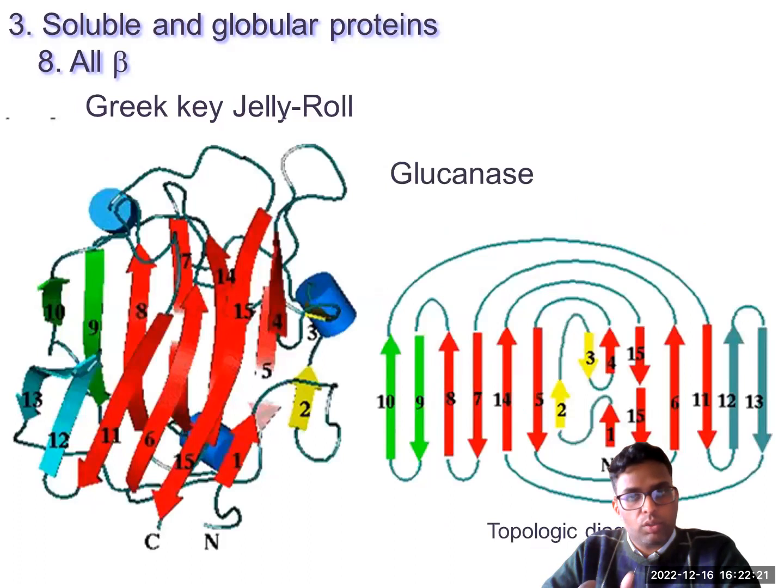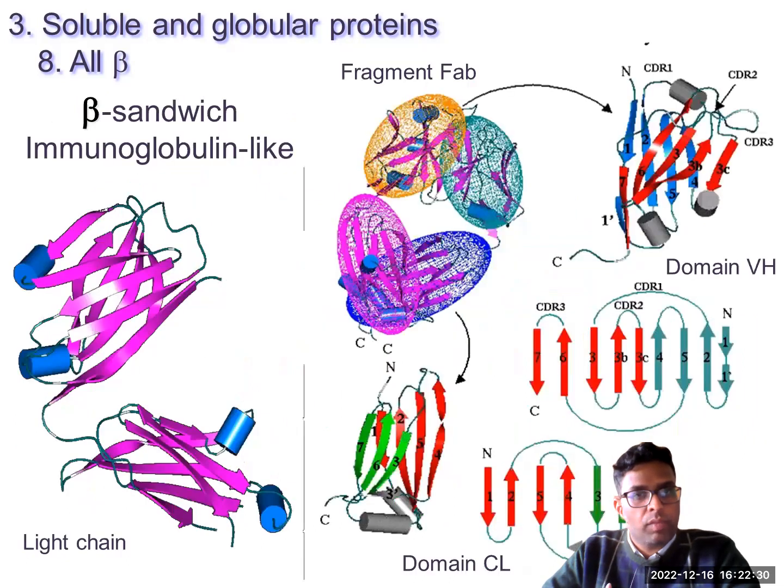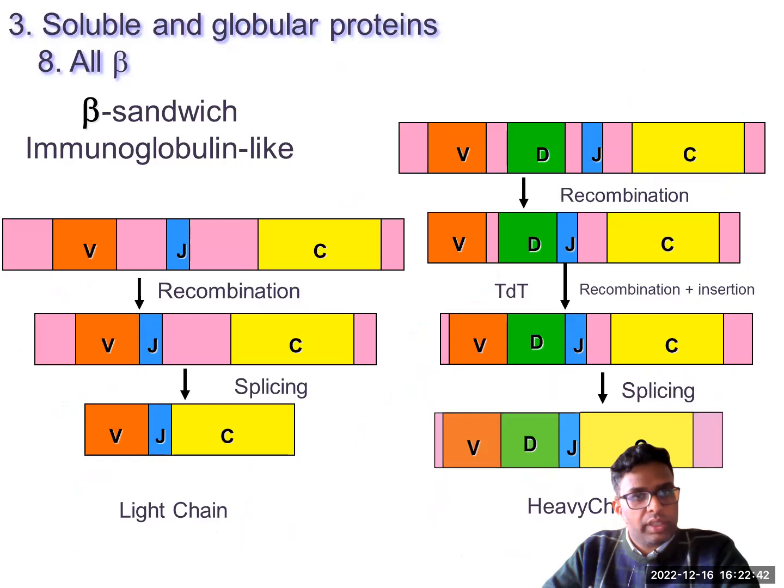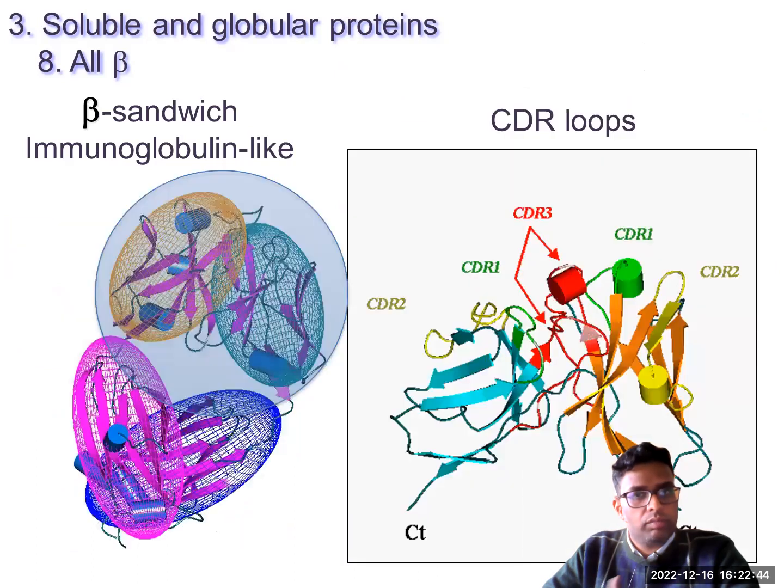And glucanase is also an enzyme which has such a type of Greek key. These are all beta. Immunoglobulin proteins are also usually beta proteins, beta seeds, all beta protein. So such type of thing is found either in the case of beta meander or the Greek key. Immunoglobulin, as I told you. Okay.